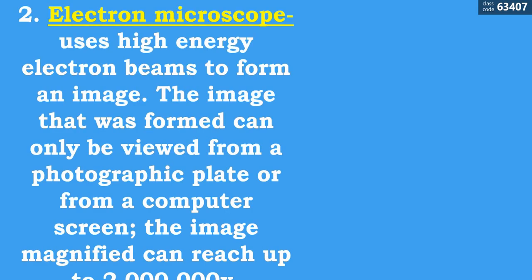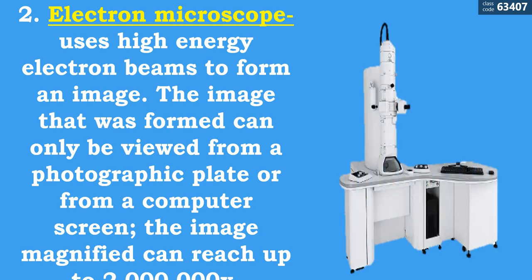With the type of microscope, after the optical, we have the electron microscope. It uses high-energy electron beams to form an image. The image that was formed can only be viewed from the photographic plate or from the computer screen. The image magnified can reach up to 2 million x. Okay? So there are two types of this electron microscope.